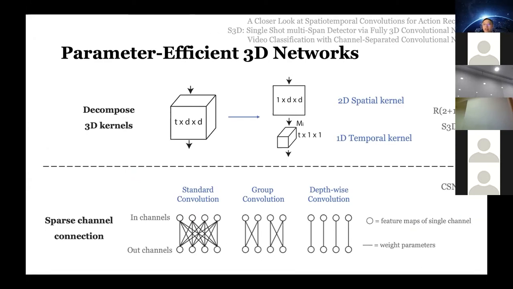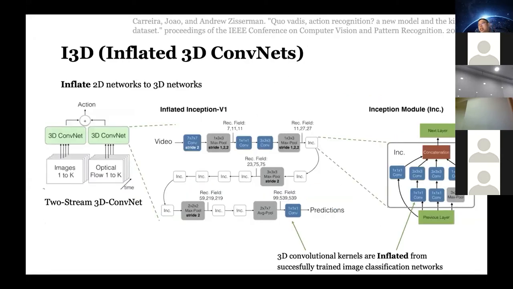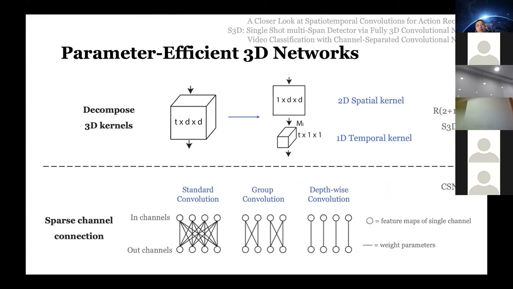But people later figured out that these 3D kernels are very expensive to compute, especially when you are given a limited computational budget. So what you can do here is, again, decomposition. We decompose the spatial convolution and the temporal convolution: we decompose the 3D kernel into the composition of a 2D spatial kernel and a one-dimensional temporal kernel. And that's the basic idea behind what's called R(2+1)D.